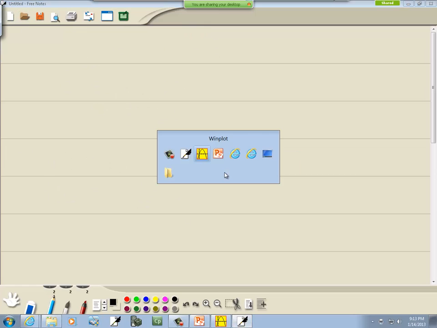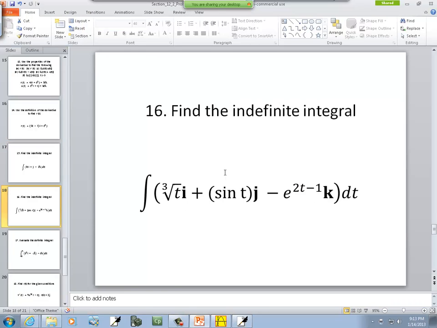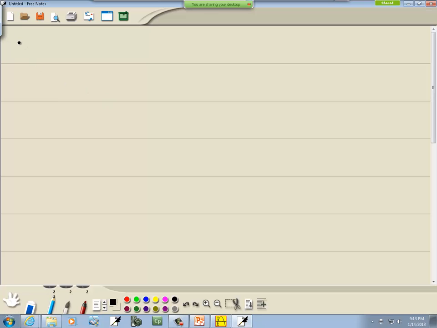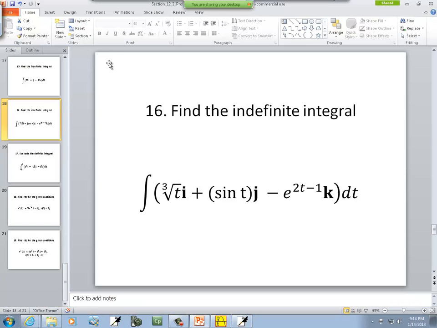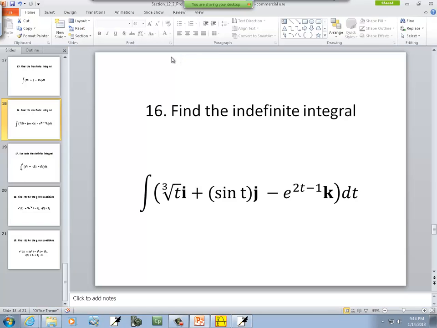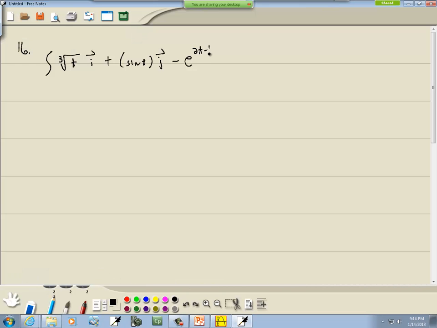Let's look at our next problem, number 16. There we've got the integral of the cube root of t i plus sine t j minus (e to the 2t minus 1) k dt.